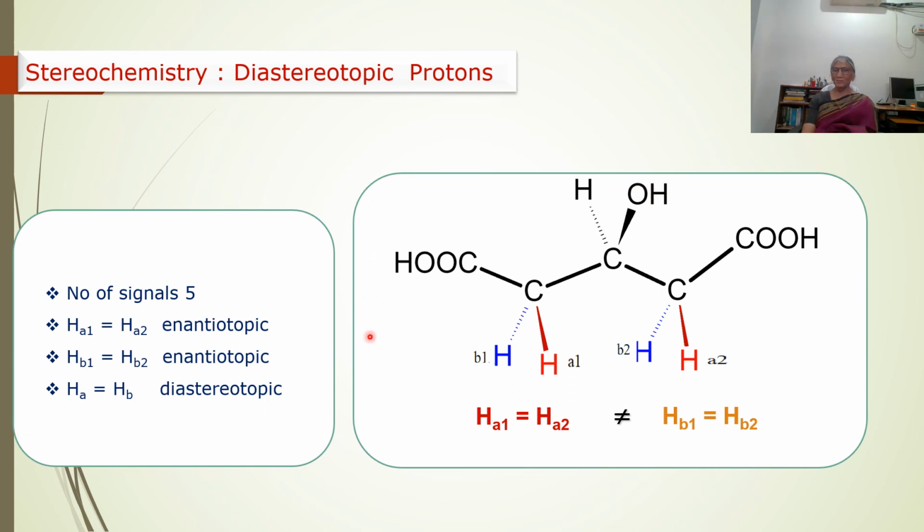There will be 5 signals in the NMR spectrum of citric acid. One signal will be because of the hydroxyl proton. Second signal will be because of the proton which is present on the same carbon atom on which the hydroxyl group is present. Third signal will be because of the acidic proton. Fourth signal will be because of A protons and the fifth signal will be because of B protons. So protons A and B are diastereotopic protons. They are not interconvertible by rotation or by reflection.